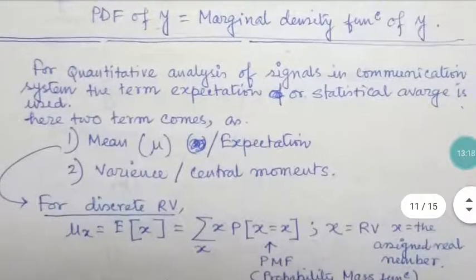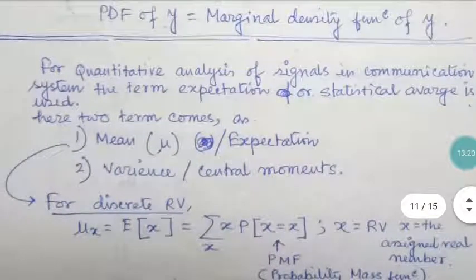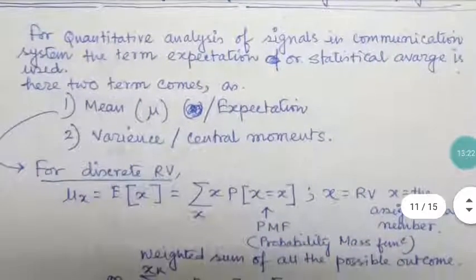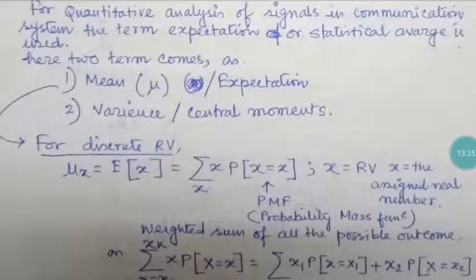For quantitative analysis of signals in a communication system, the term expectation or statistical average is used. So what is expectation? That is the statistical average. In the case of statistical average, we can consider two terms. One is the mean, which is called the expectation, and another is the variance, which is called the central moment. Now for discrete random variables, we can write mu of x equals the expectation of x, that is E of x.